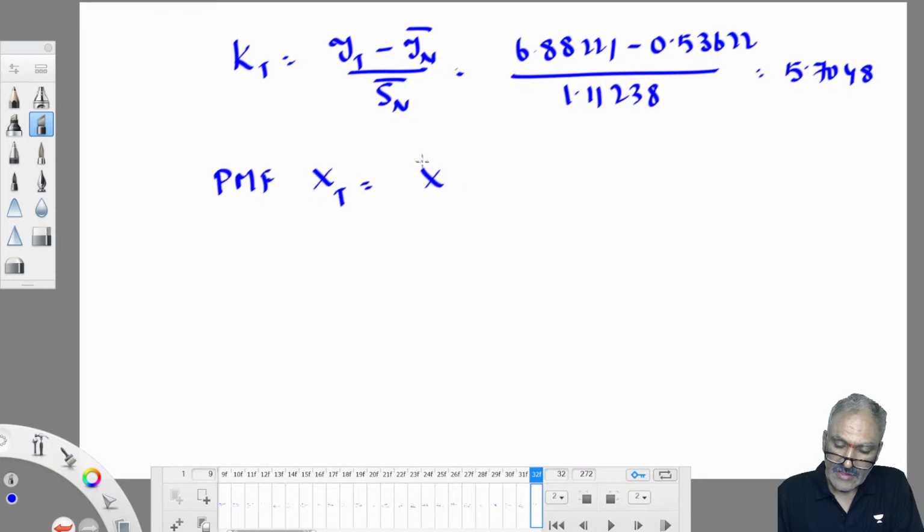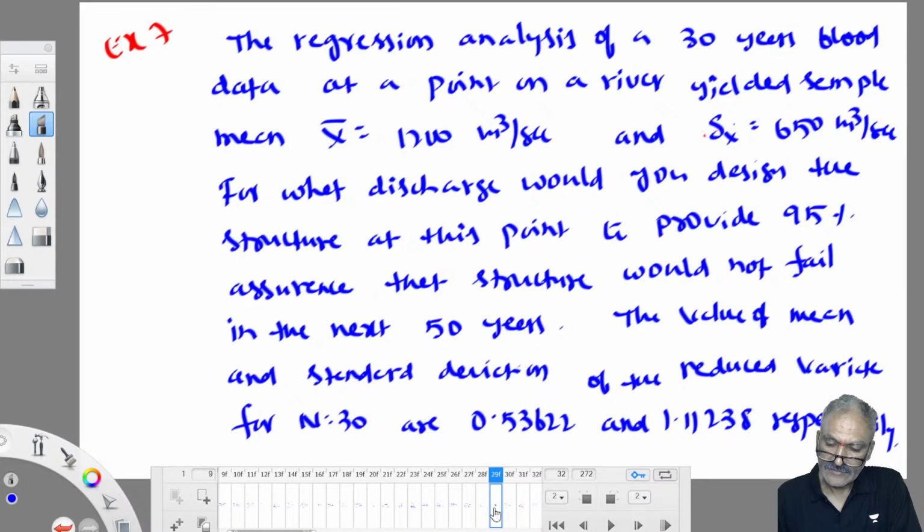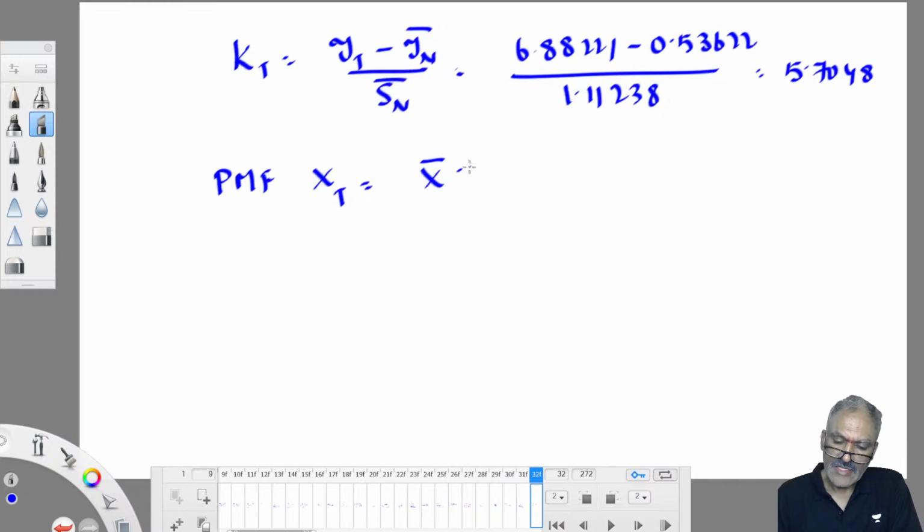Therefore, the probable maximum flood for which that building has to be designed. Building or bridge? It is a structure. That structure has to be designed for x bar plus KT into sigma.